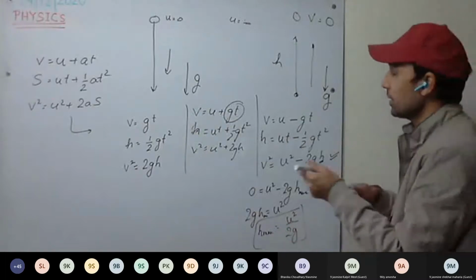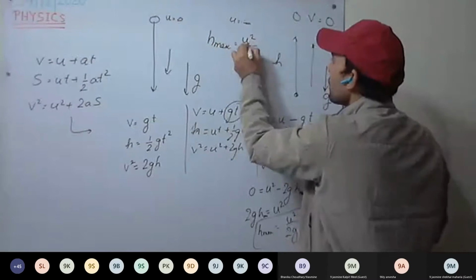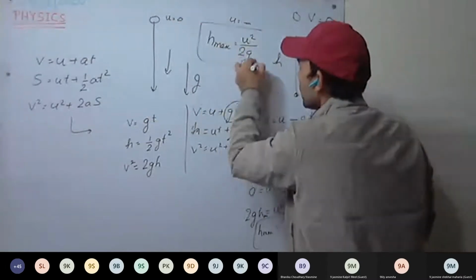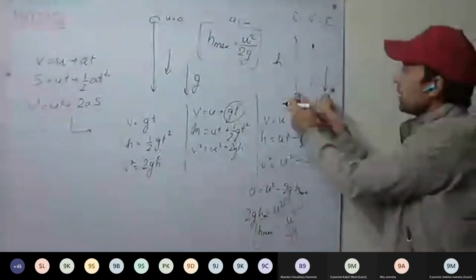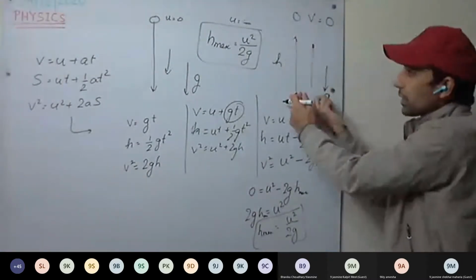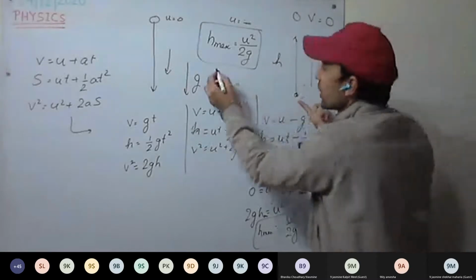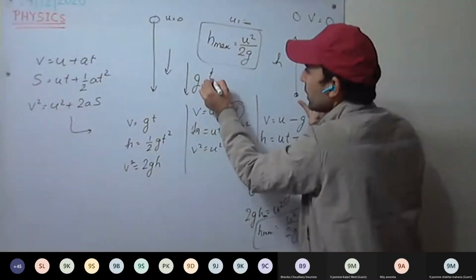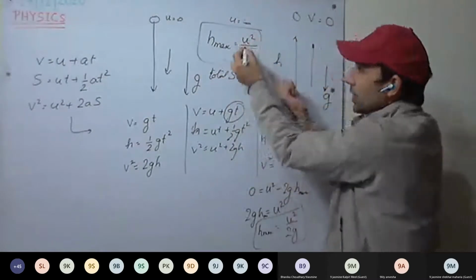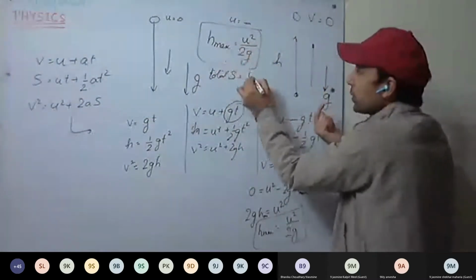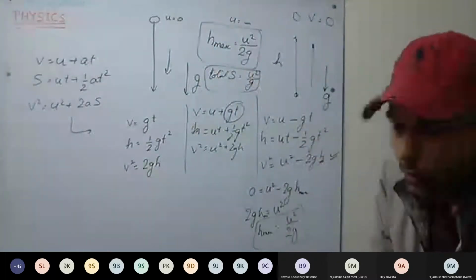So h max reached is u square upon 2g. Okay, this is the maximum height, and the total journey will be how much? H max, then again h max. So twice the h max is the total journey. So the total distance covered will be double of this one, 2h max. So it will be u square upon g.